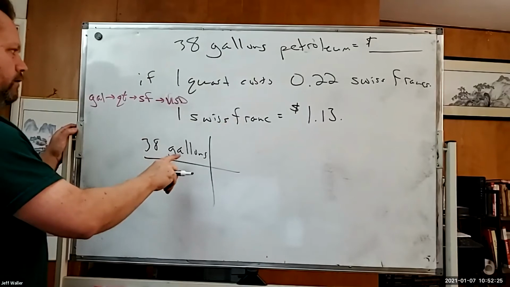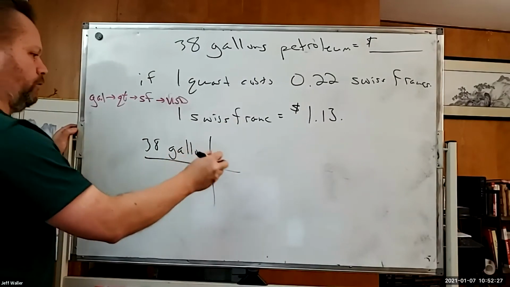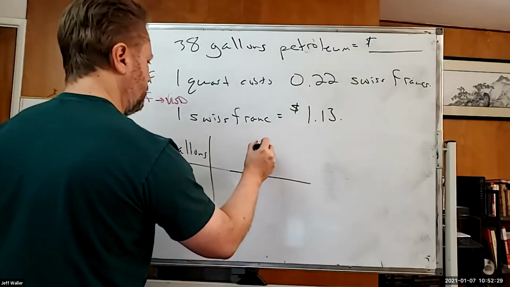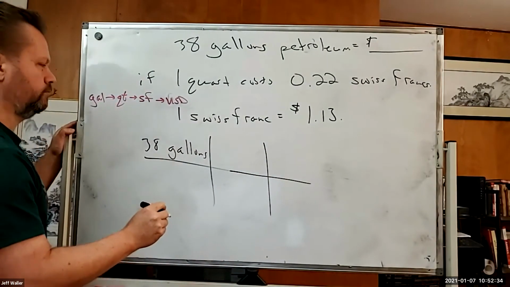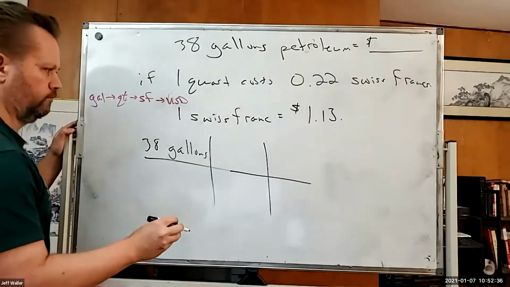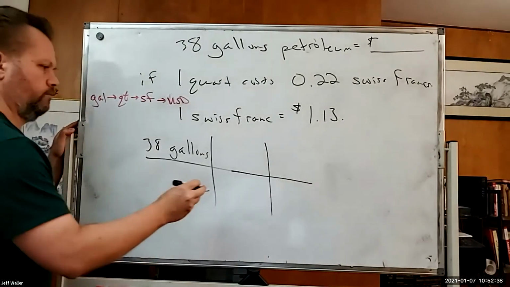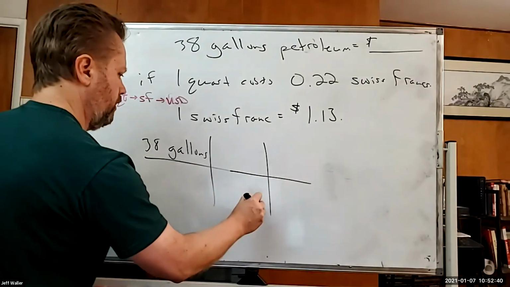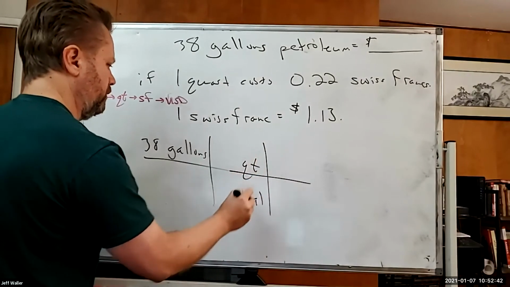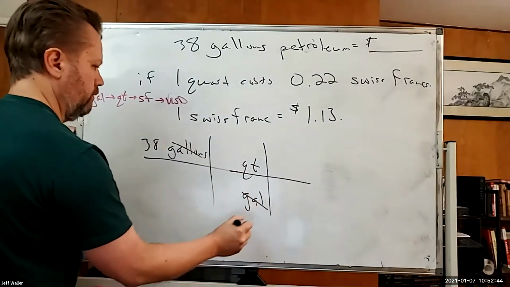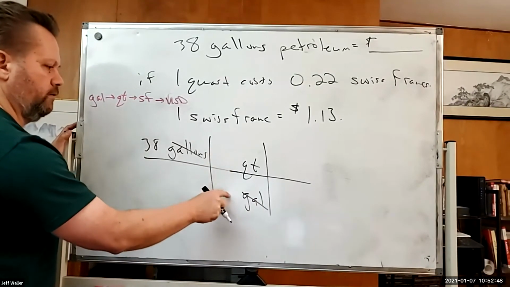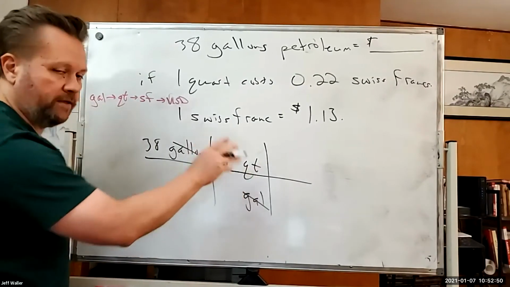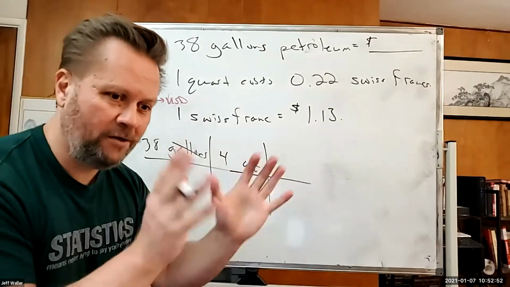All right. So now I want to go from gallons to quarts. Where will gallons go? Where will quarts go? Gallons to the bottom, quarts up there. Do you guys know 4 quarts is 1 gallon? Which is one reason why it's called a quart, because it's a quarter of a gallon.